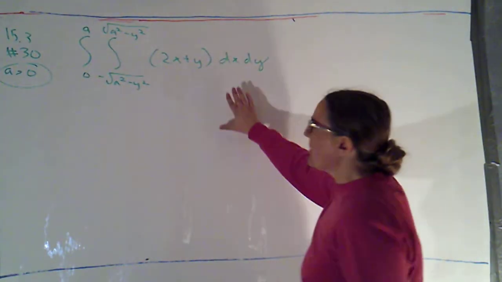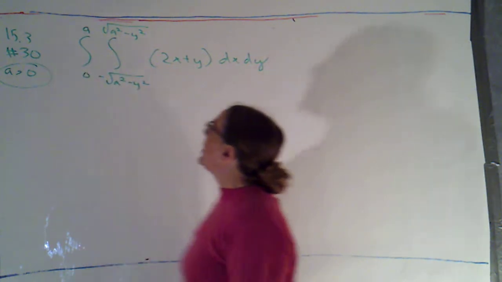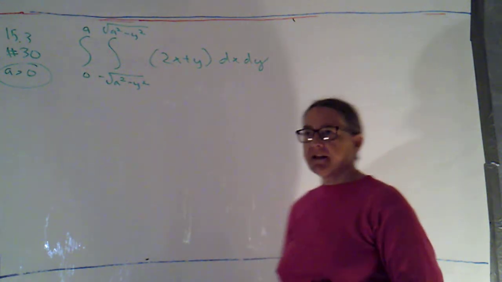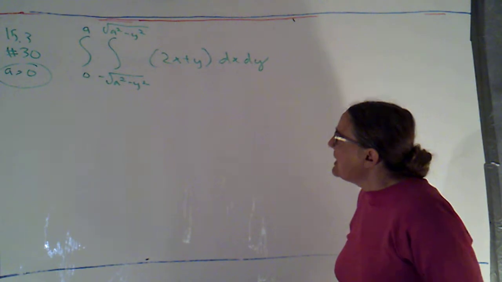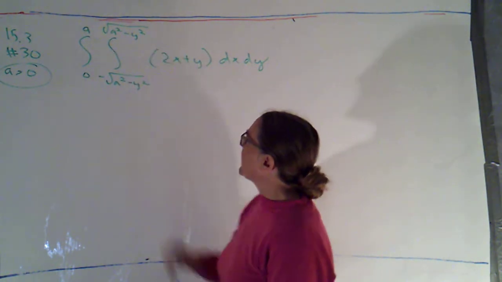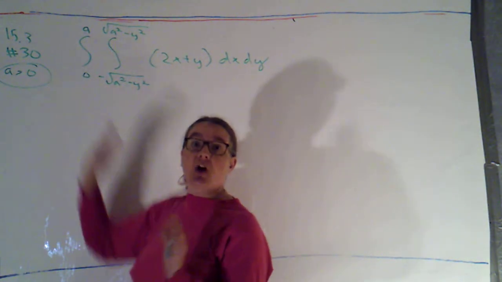I've got a problem here up on the board. It's actually question number 30 from your textbook. It gives us this integral, and it's set up already as an iterated integral, so we think, oh, that's often the hard part, we don't have anything to do. And then we say, oh, I don't really like those limits of integration. Now, a here is just representing a positive constant.